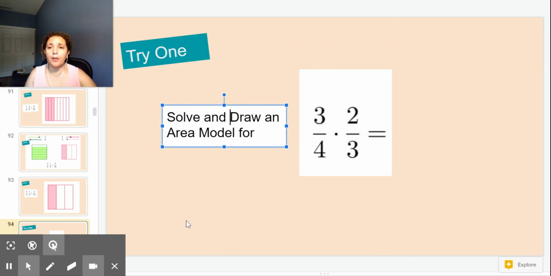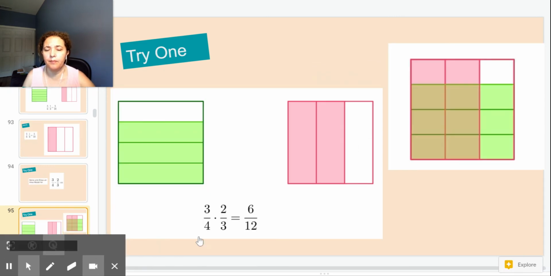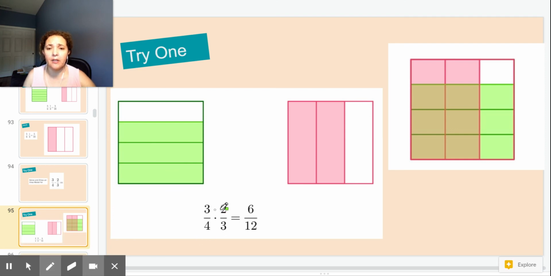Okay, so you try one out by yourself. So solve and draw an area model for 3/4 times 2/3 and then come back to me. Okay, so you should have gotten an answer of 6/12 because 3 times 2 is 6, 4 times 3 is 12. I just drew these here to show you, but this is what it should look like, right? You should have 3 going up and down, double colored in 2, and then the other one is in 4 equal parts, and you're coloring in 3.